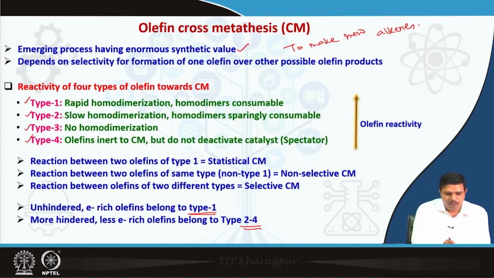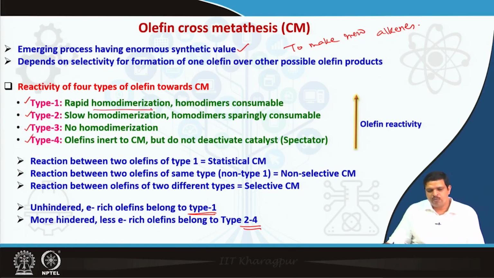As an example, type 1 undergoes rapid homodimerization, and these homodimers are consumable, that means they can react again. Type 2 has slow homodimerization, type 3 has no homodimerization, and type 4 olefins are inert to cross metathesis reaction but do not deactivate catalysts. So it just acts as a ligand. Now, reaction between two olefins, this is the guideline.